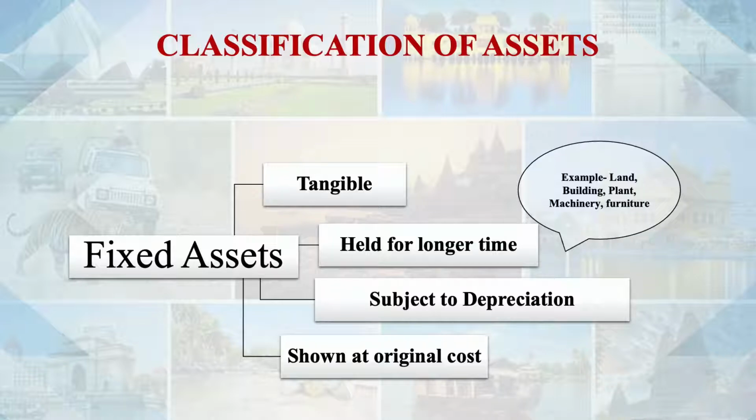So we do not consider the market price or the current price of the fixed assets. No, they are shown at their original cost. So these are the fixed assets. Some examples of your fixed assets can be the land, it could be a building, it could be plant, it could be machinery, it could be furniture. But land, we don't charge depreciation. Land is not subject to depreciation. But other than that, all the fixed assets, the depreciation can be charged. So this is the first category.